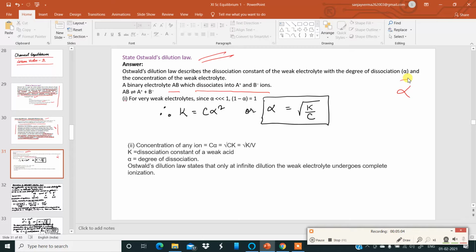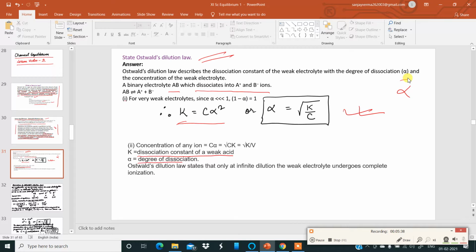For a very weak electrolyte, since the degree of dissociation is much less than 1, 1 minus alpha is equal to 1. Based on this, K is equal to C alpha square, or alpha is equal to root under K by C. This we'll be discussing later on. For the moment, remember this relationship. Concentration of any ion, C alpha, is equal to root under C K. K is called the dissociation constant of a weak acid.